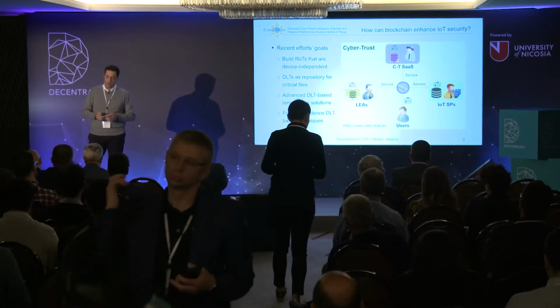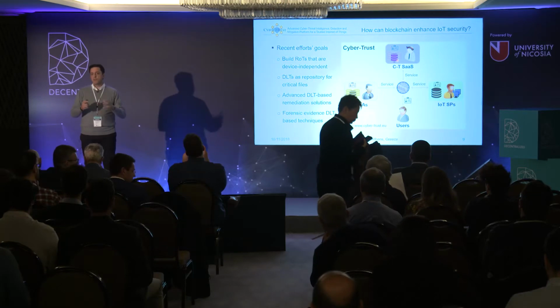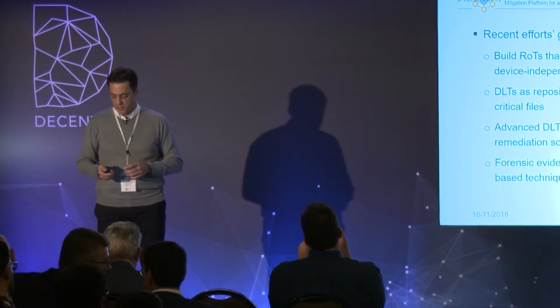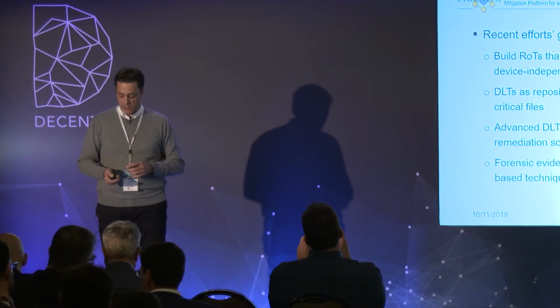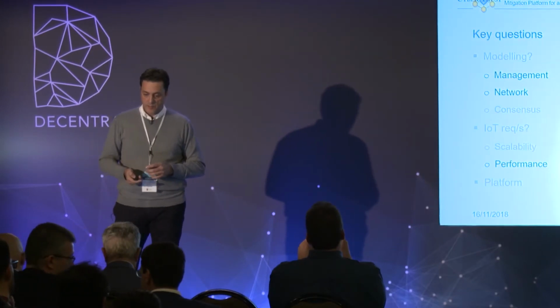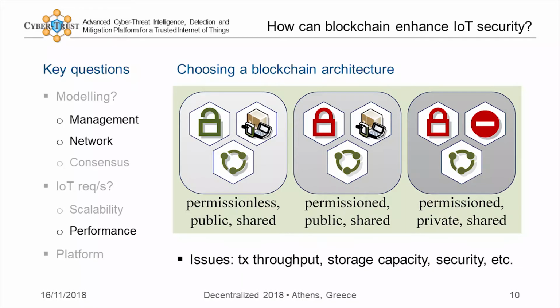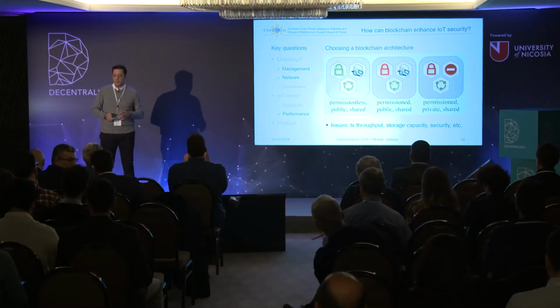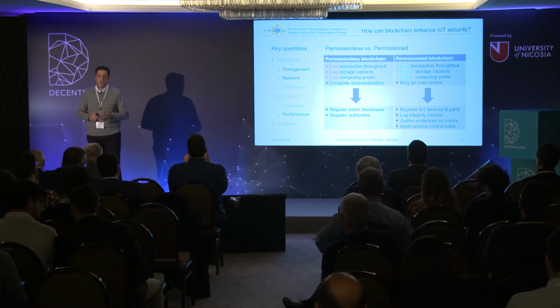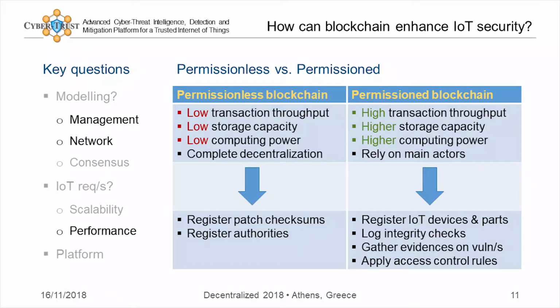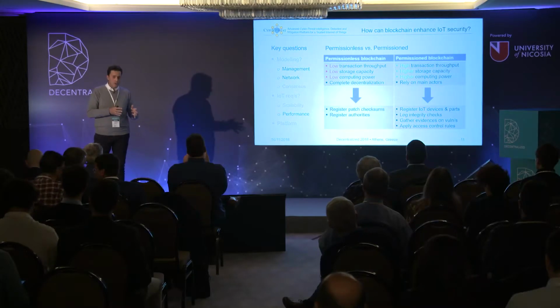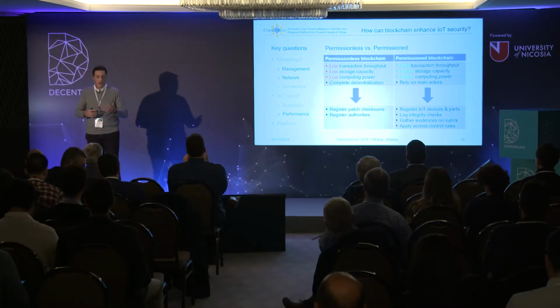So this type of infrastructure is supported by an entity that you see here being denoted as CyberTrust Security as a Service. So as I mentioned, there are plenty of aspects to be discussed regarding the architecture, whether it should be permissionless or permissioned. In such type of applications, of course, we need to have a high throughput and storage capacity. And depending on what we want to do, the type of blockchain is based on the requirements of the application.